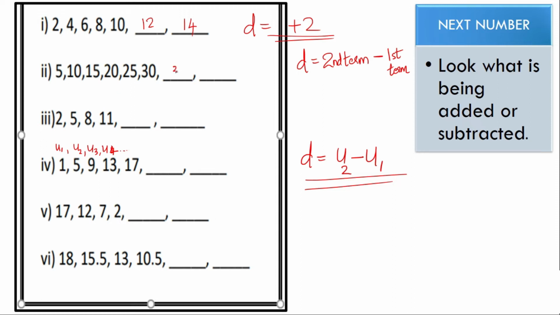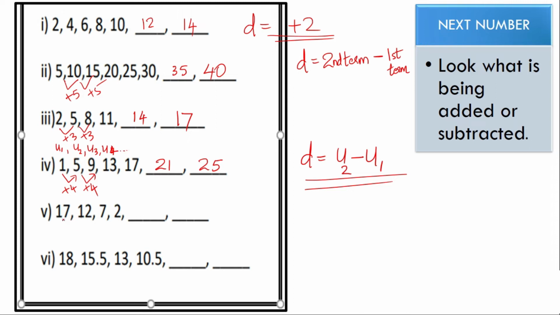So this is 35 and 40, because every time I'm adding a +5. Now here it's a +3, so you have 14 and 17. Here it's a +4, so you have 17 plus 4 giving you 21, and 21 plus 4 giving you 25.